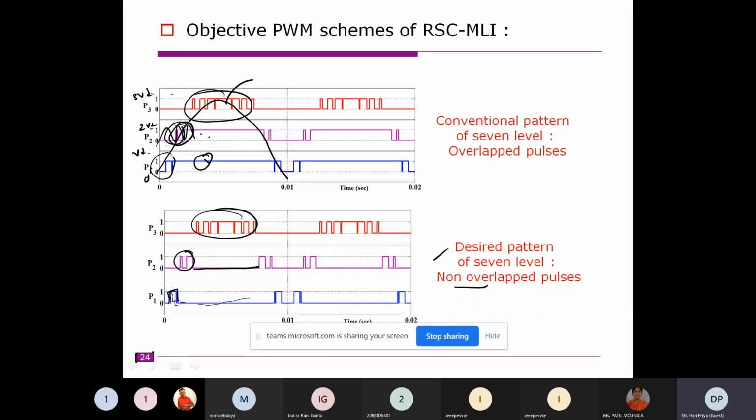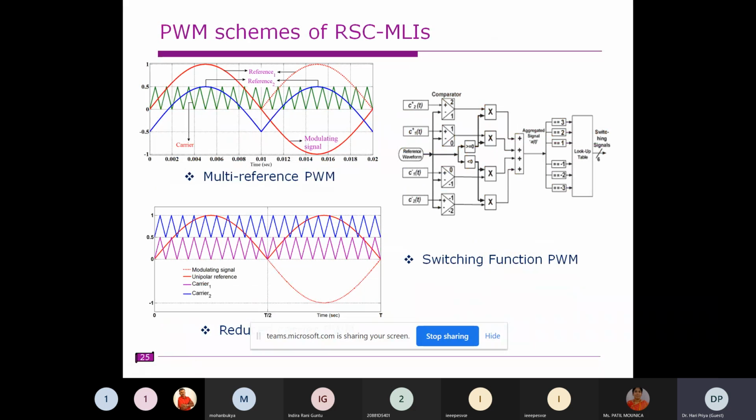So how do we obtain this non-overlap desired pattern from the conventional pattern? For that, there are different methods used: multi-reference PWM, reduced carrier PWM, and switching function PWM, where they use less-than and greater-than combinations, and you can get it. Not only this, there are multiple other logical methods.